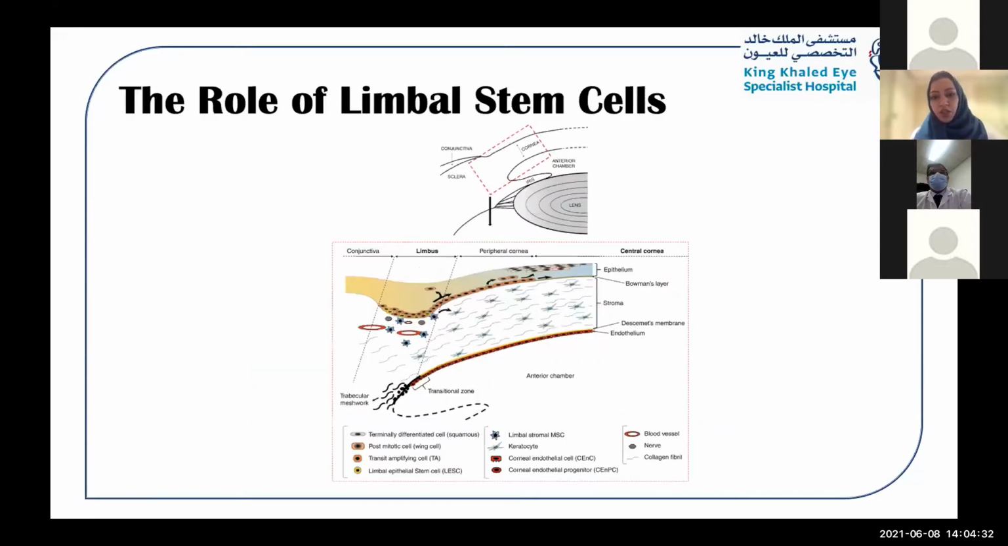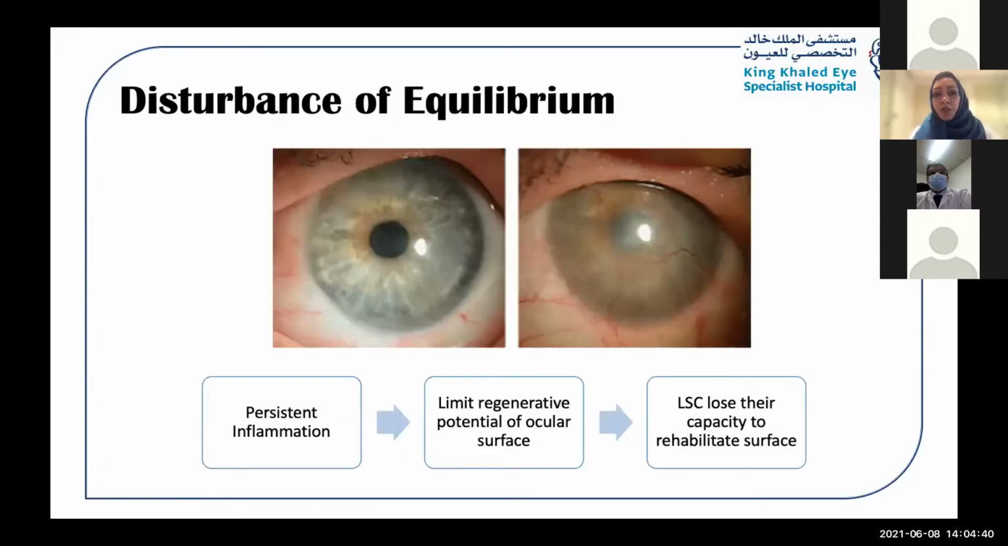I mentioned that already about the limbal stem cell, how they migrate and start producing more differentiated corneal epithelial cells. When a disturbance of the equilibrium happens, like for example dry eyes or a chemical burn or any of these problems, what happens? There's a constant state of inflammation. This inflammation attracts the inflammatory cells. This presence of the inflammatory mediators limits the regenerative potential of the ocular surface and causes the limbal stem cells to lose their capacity to rehabilitate the surface and produce new cells.